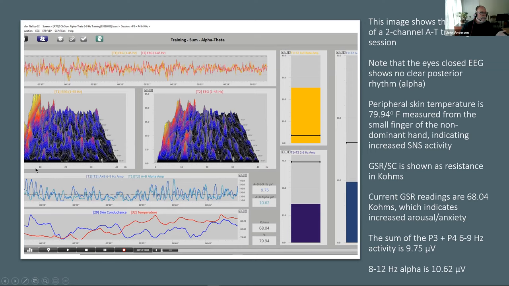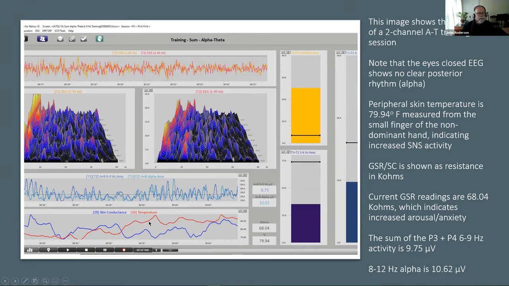And when we start the session, we should see a nice peak of activity here at about 10 hertz. We're seeing a little bit of it over here on the right, but not much on the left. There's a lot of activity, especially up in the beta frequencies. So this client is busy thinking about things, a very anxious client, worrying about things all the time. So we see a lot of activity up here in the fast area.